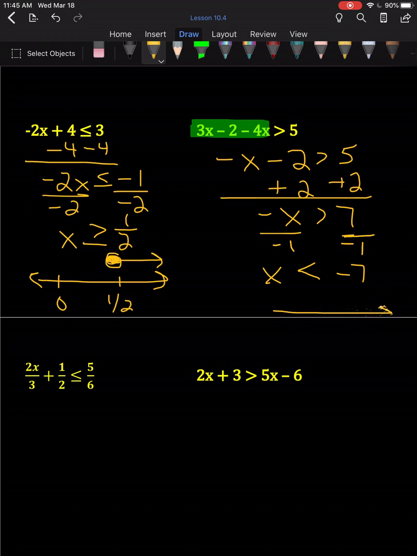So we throw down our number line. We put negative 7, maybe, if it lets me write, without constantly vanishing.